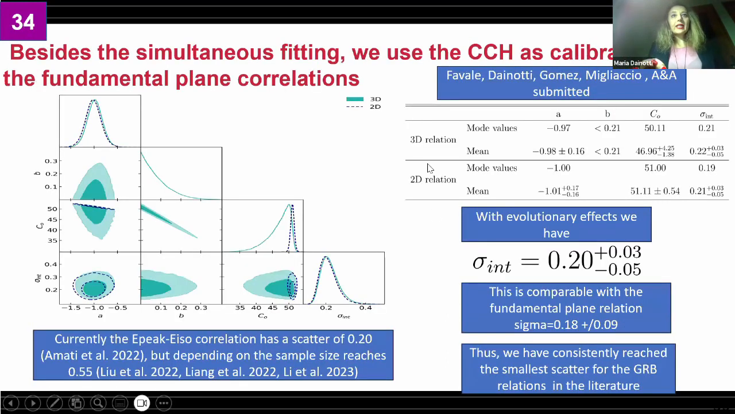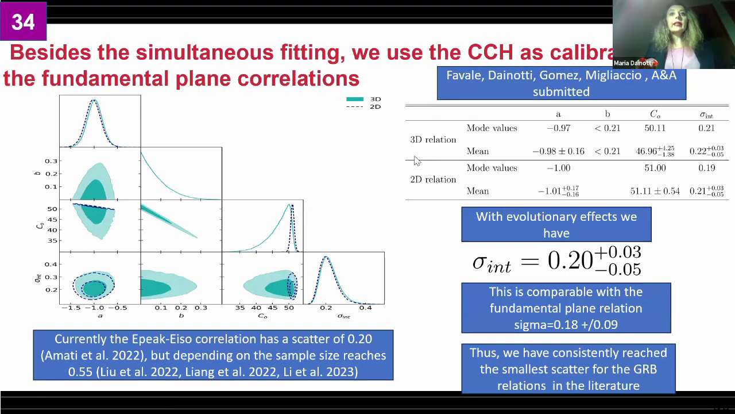What can we do next? All this analysis that we have done considers the simultaneous fitting of the cosmological parameters with the correlation parameters. And we can use the cosmic chronometers as calibrators for the fundamental plane relationship.